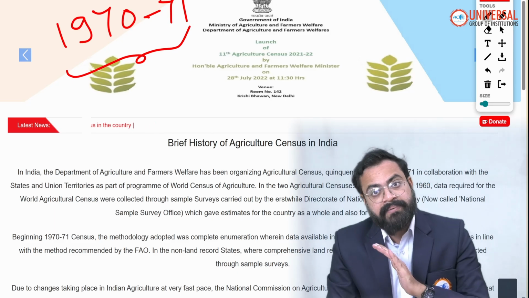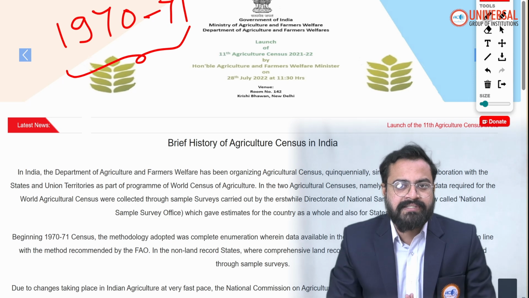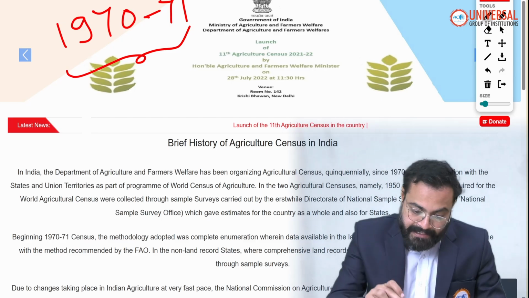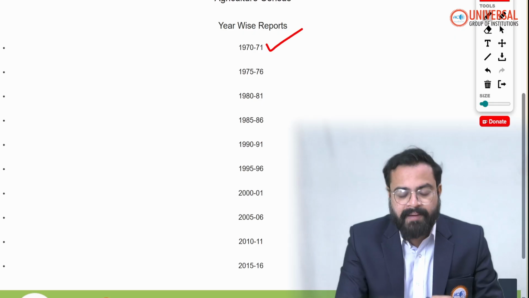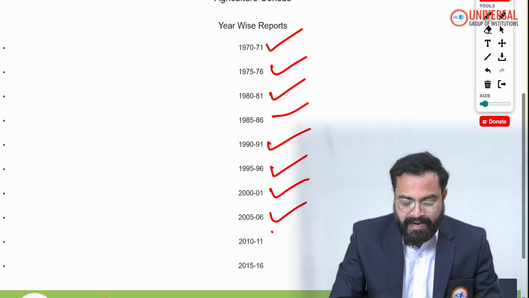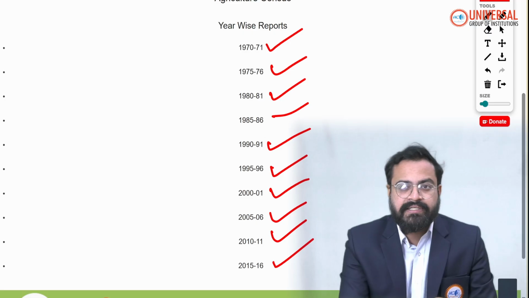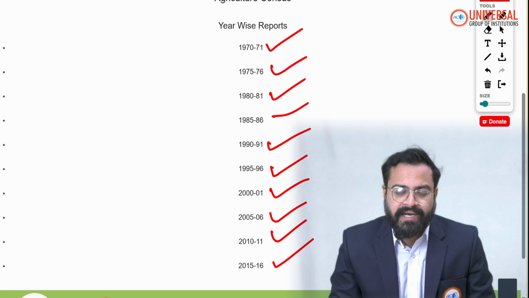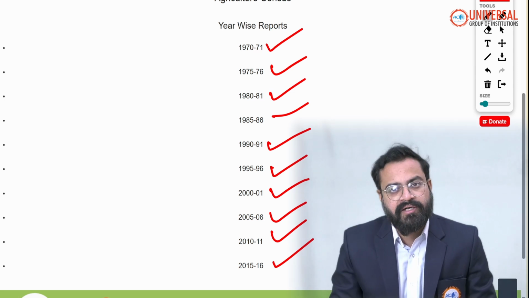The agricultural sample survey was conducted for the year 1950-60. The first full-fledged census has been conducted since 1970-71. Till now, as you can see, the first census happened in 70-71, then second, third, fourth, fifth, sixth, 7, 8, 9, 10. Right now, the 11th agricultural census is underway. That was supposed to begin in 2020-2021, but due to the COVID-19 pandemic, the census was not able to start in 2020 and 2021.